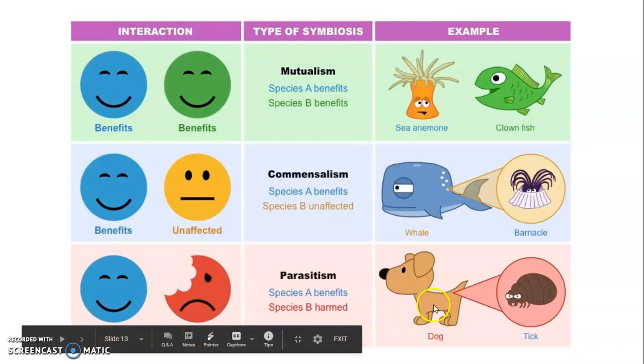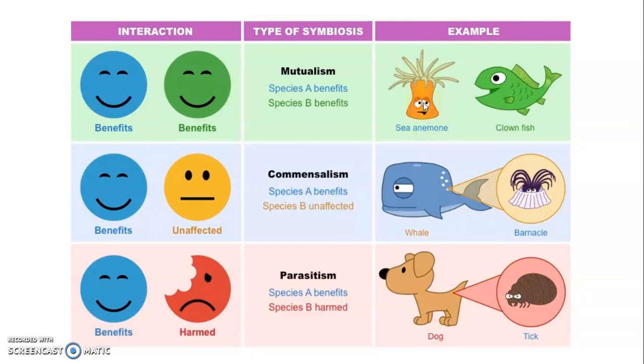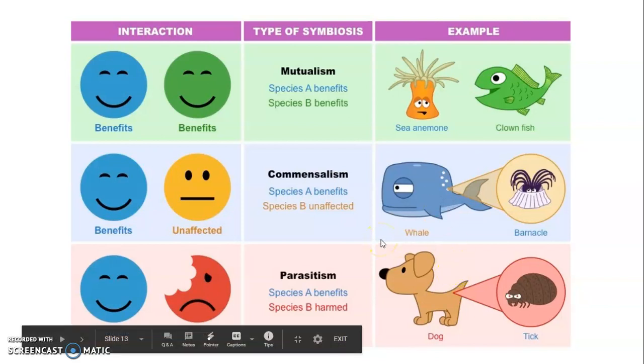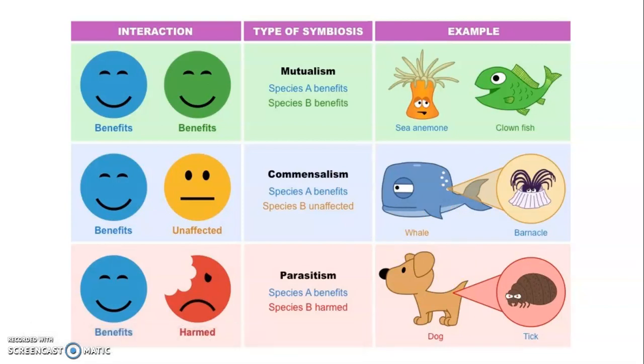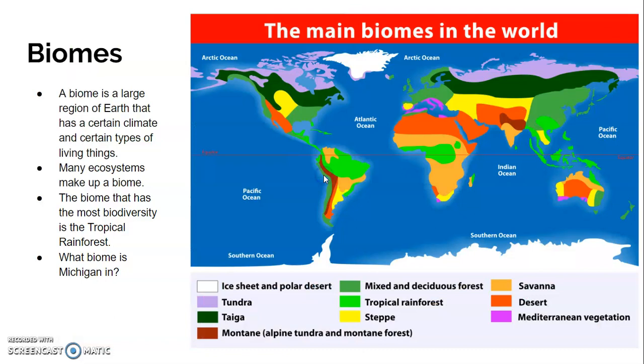Okay, so for example, a dog and a tick for parasitism, commensalism, a barnacle and a whale, and mutualism, a sea anemone and a clownfish. I want to say for the barnacle and the whale, commensalism can easily turn into parasitism at any time. If that whale gets too many barnacles on it, hitching a ride, it's going to hinder that whale from being able to successfully swim. So any of these relationships at any time can turn into another relationship.